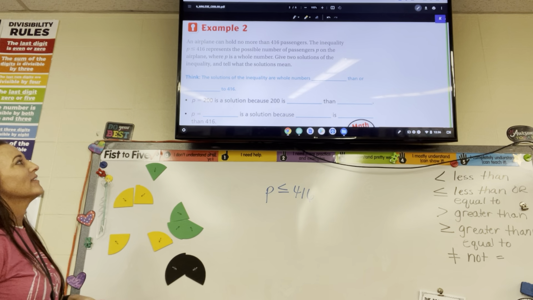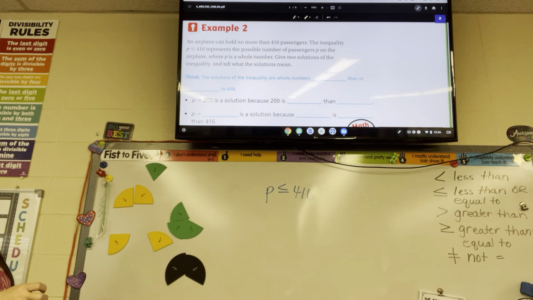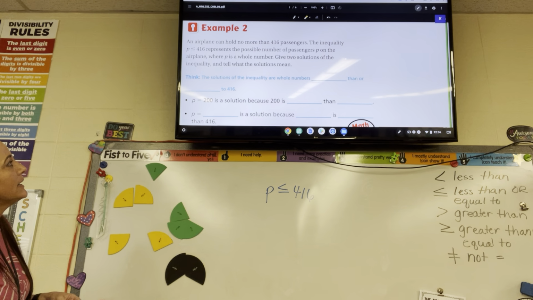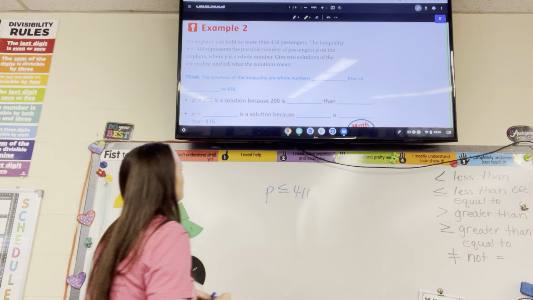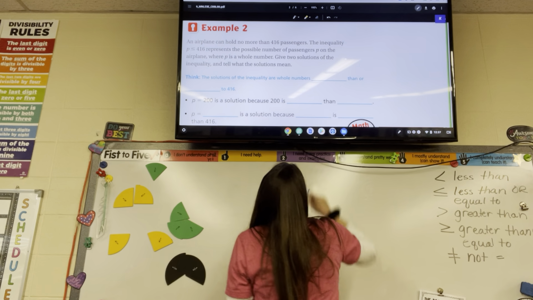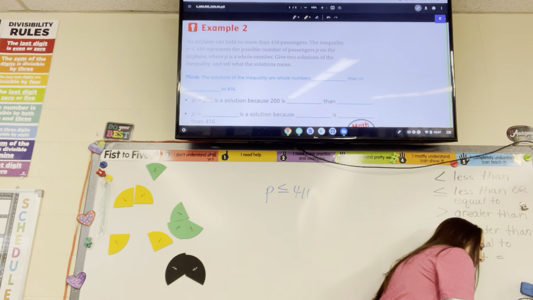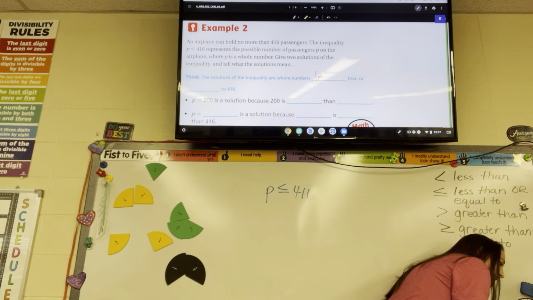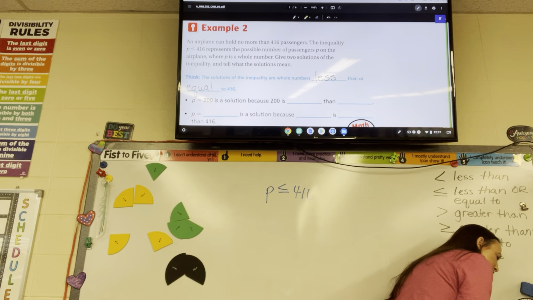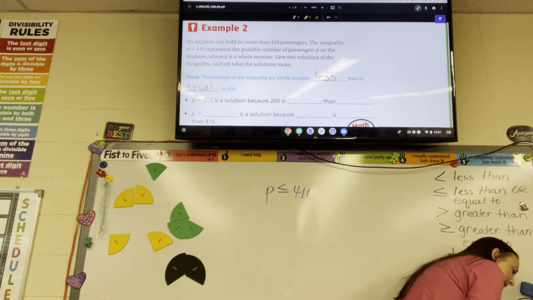Anyway, give 2 solutions of the inequality and tell what the solutions mean. The solutions of the inequality are whole numbers less than or equal to 416. 200 is a solution because 200 is less than 416.